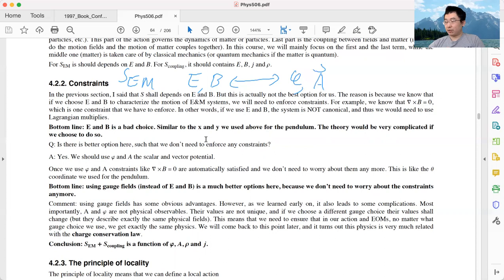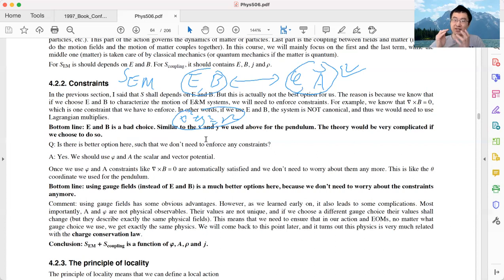Should we choose E and B, or should we choose phi and A to write down our theory, to write down our action? It turns out phi and A is a much better option. The reason is that phi and A are the unconstrained coordinates, similar to theta for the pendulum. Choosing E and B is similar to choosing the X and Y coordinates for the pendulum, where you have a constraint, X squared plus Y squared equals R squared.